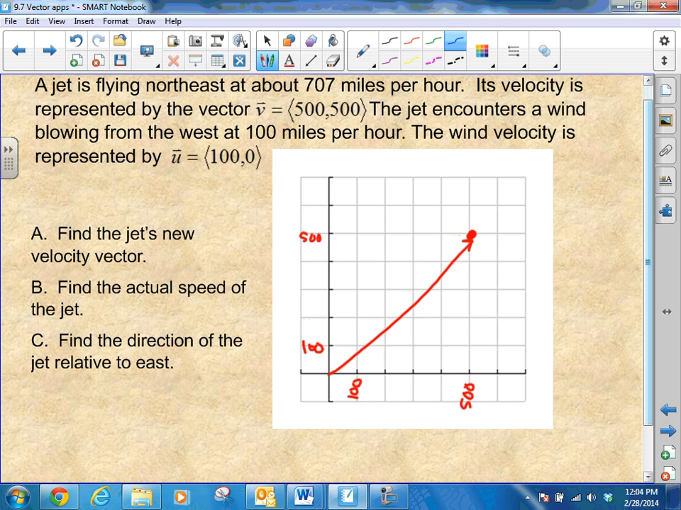Okay, and when he gets to that spot, that 500, 500, you come across some wind, and it's coming from the west. 100, 0 is that vector. So where am I going to draw that? You're going to go to the right. How many boxes? 1, because I'm going by 100.